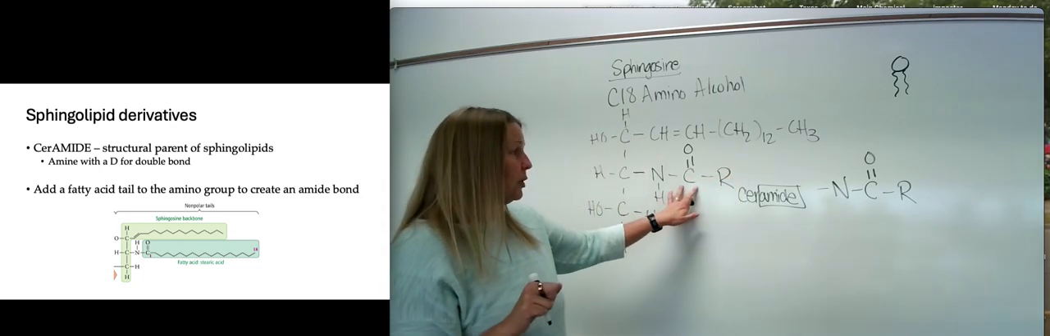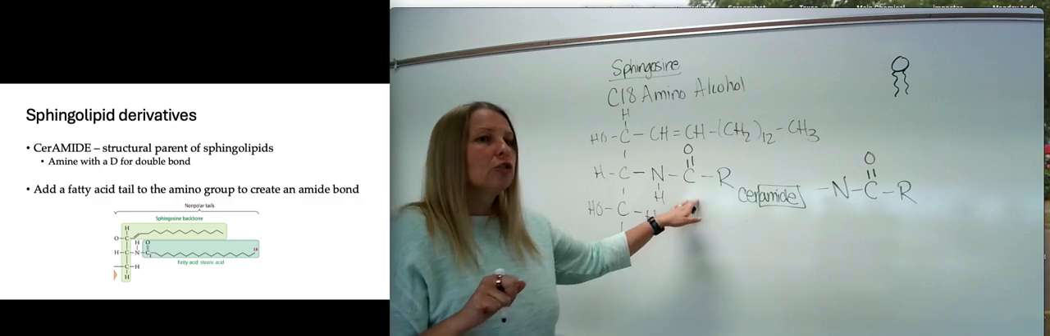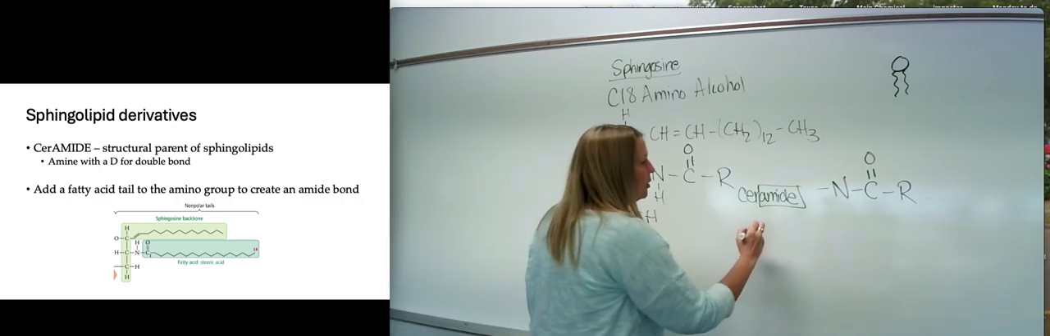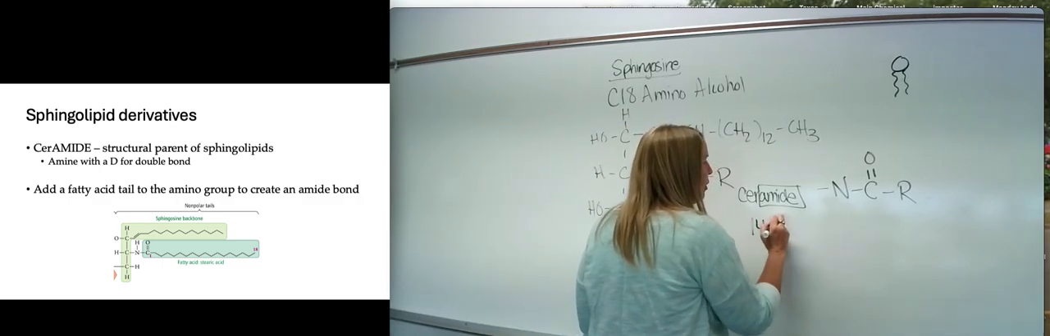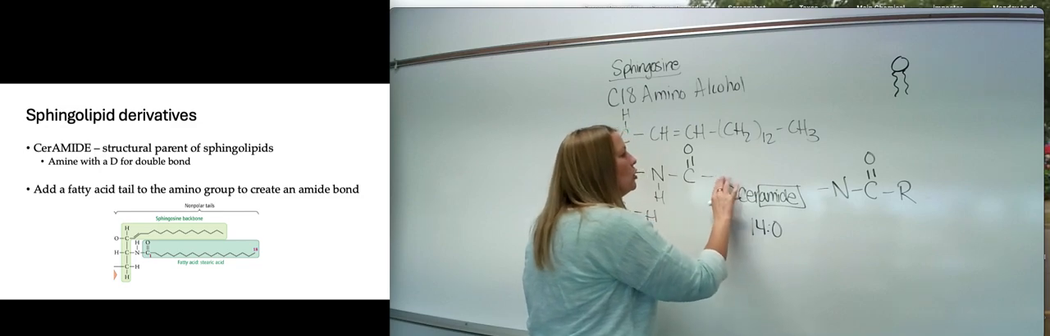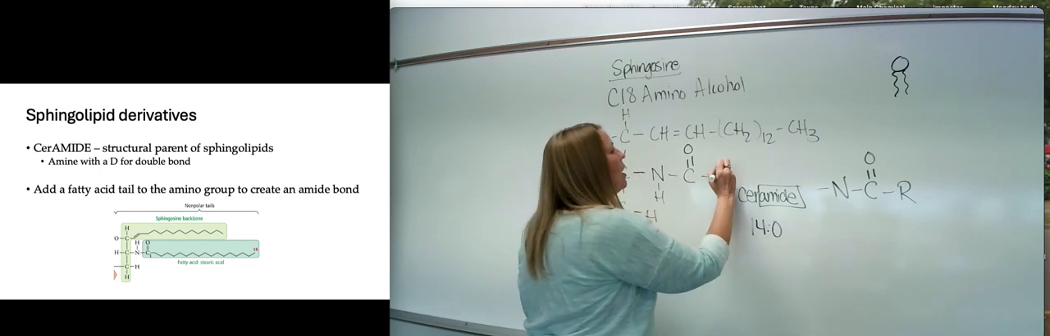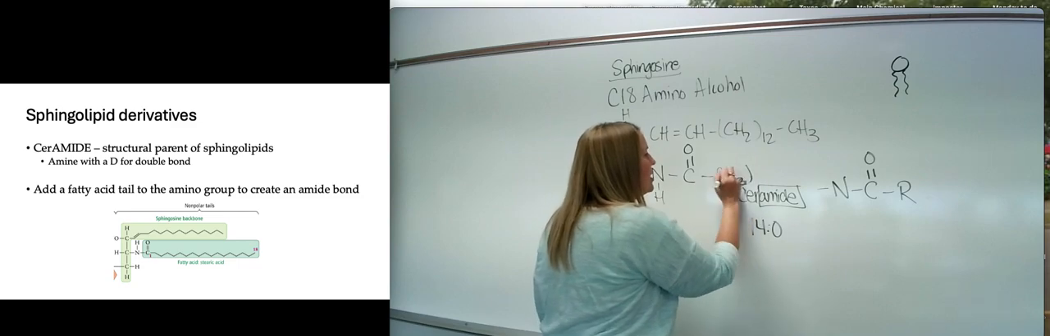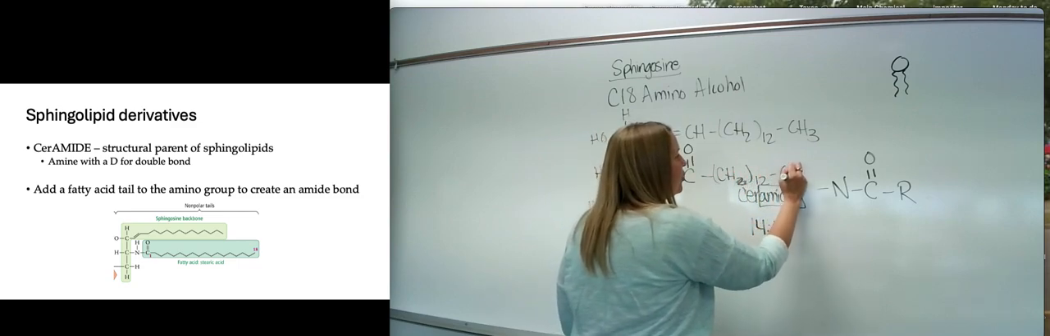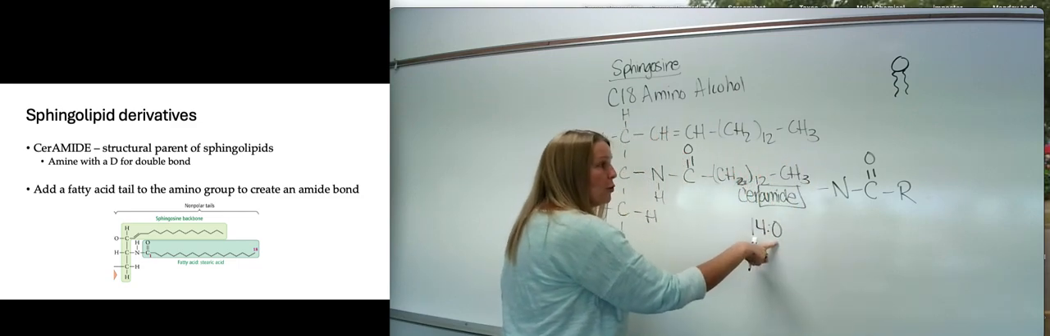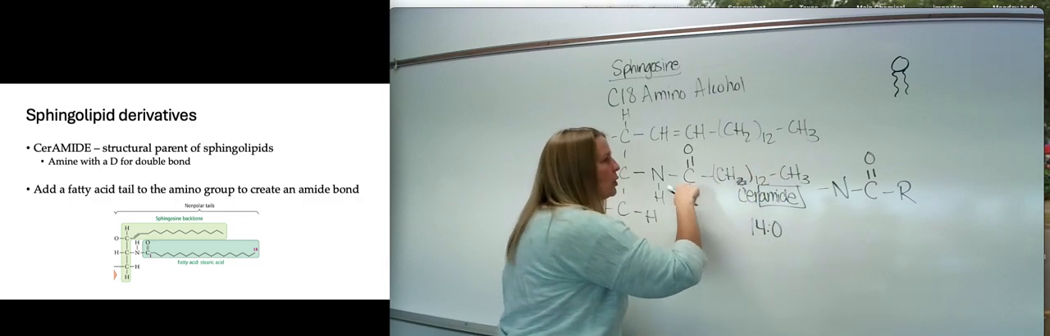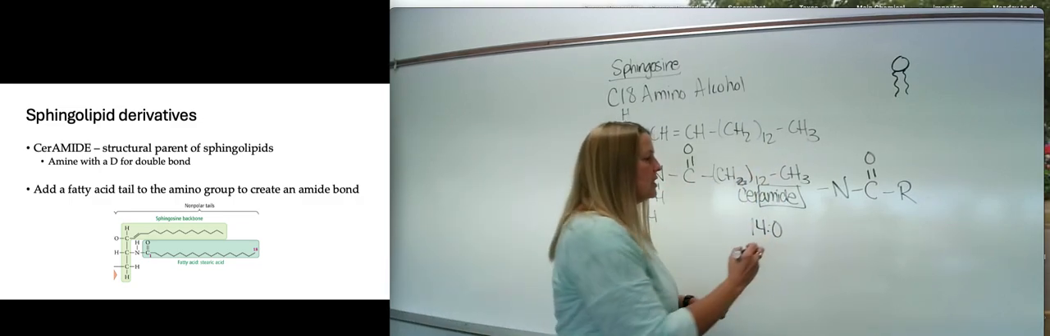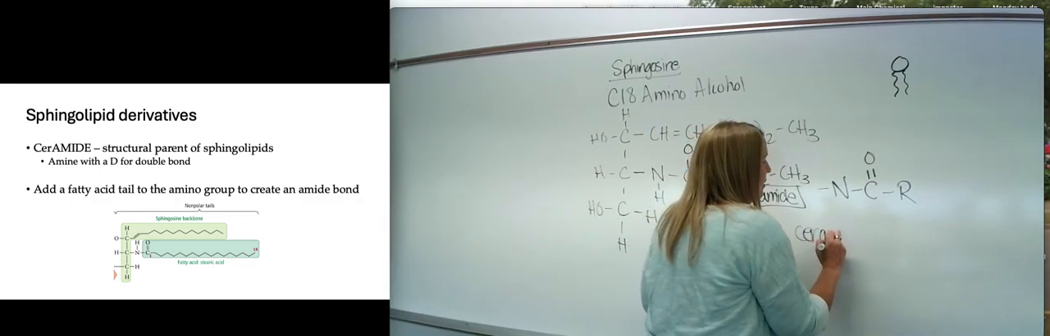So again, this would count as carbon number 1. So if you were to draw, for example, a 14:0 ceramide, you would say, okay, this is 1 carbon. I would need 13 more. So you're going to draw CH2 with 12, 13. And now we know we have no double bond, so you have 12, 13, 14 carbons. That is a C14 ceramide.